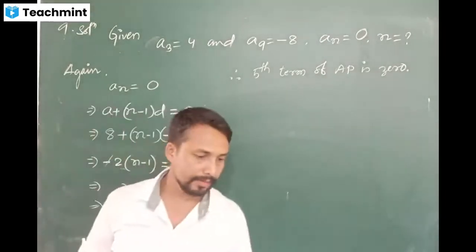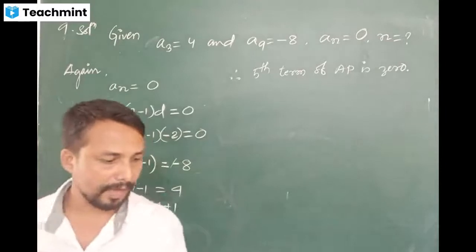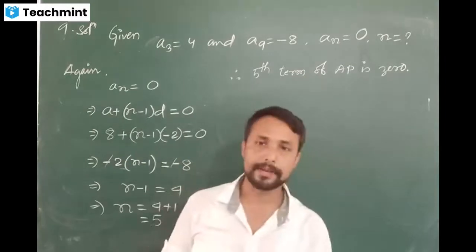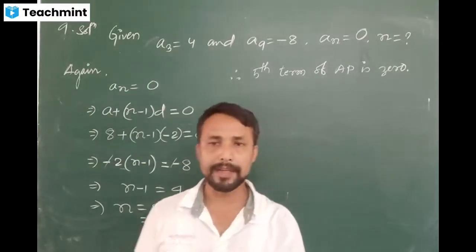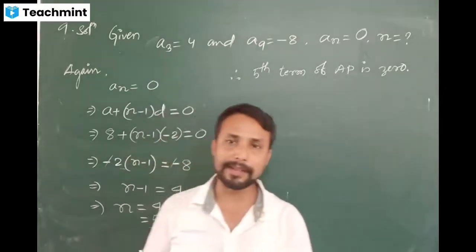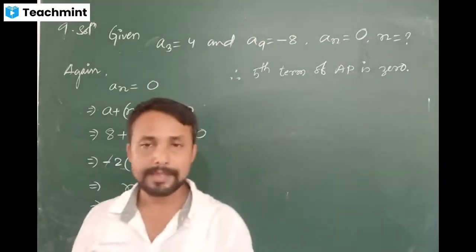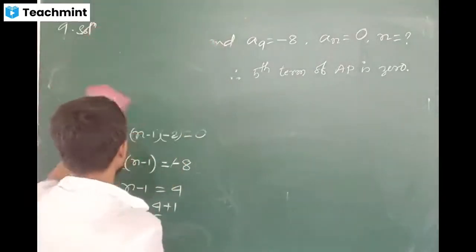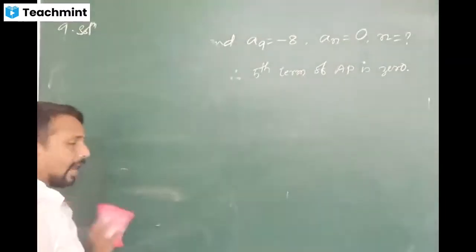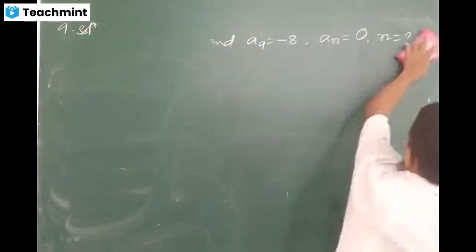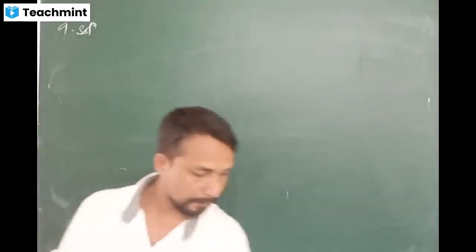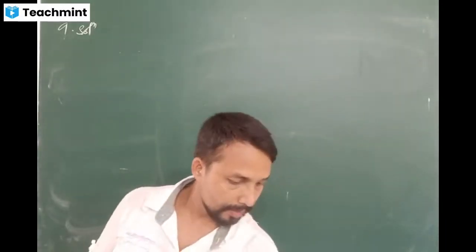Then next, the 17th term of an AP exceeds its 10th term by 7. The 17th term of the AP exceeds its 10th term by 7. We need to find the common difference.